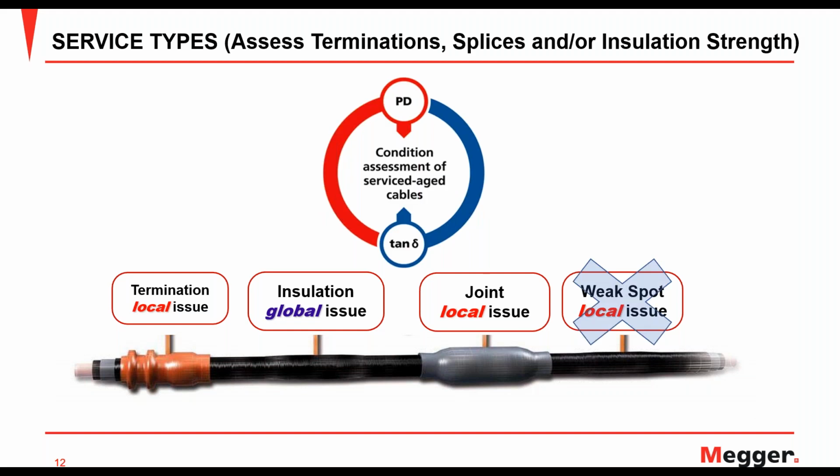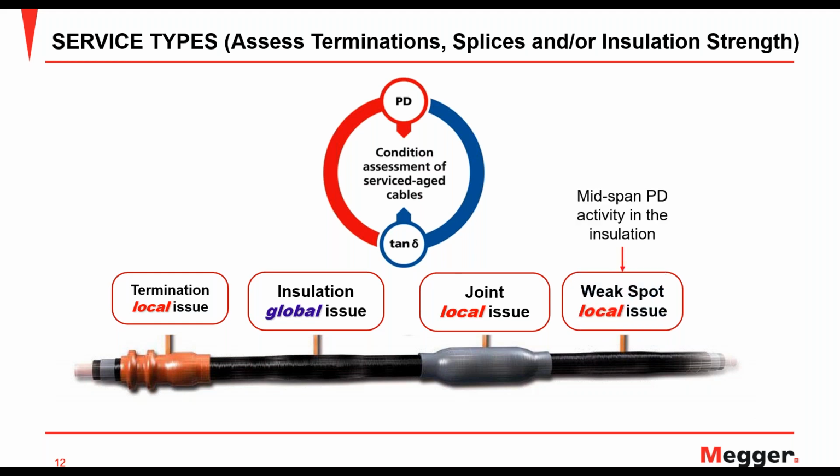If we look at the condition assessment of service aged cable, again, just visually showing what I said earlier, we can determine the global condition assessment of the insulation of the cable, and as well as still with the partial discharge, we can determine the condition of the joints, splices, and terminations to determine that there were no workmanship errors that may lead to a defect in the future.